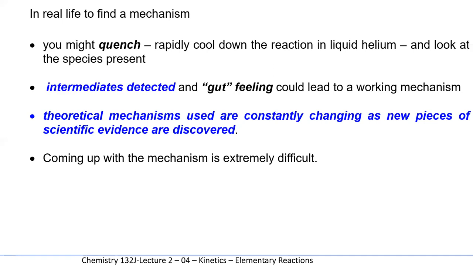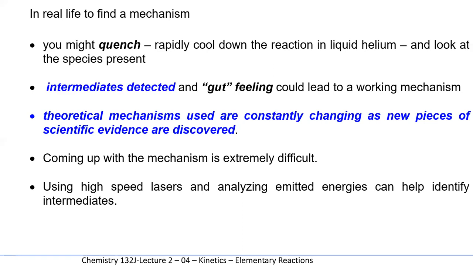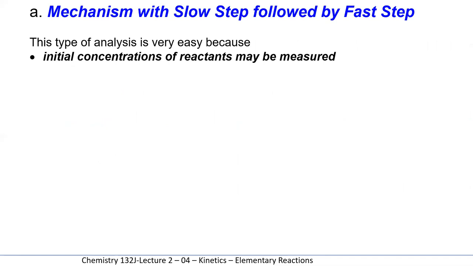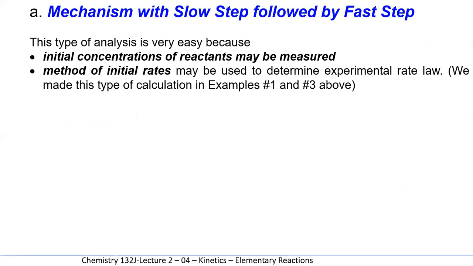And we can use high-speed lasers firing at those speeds to detect potential intermediates that would otherwise never be detected, because every substance will absorb and re-emit energy in a characteristic way. So this is a technique where intermediates can be found. So next, we're going to look at a mechanism with a slow step followed by a fast step. This type of analysis is quite easy because you can measure the initial concentrations of the reactants, and you use the initial rate method, which was described previously.